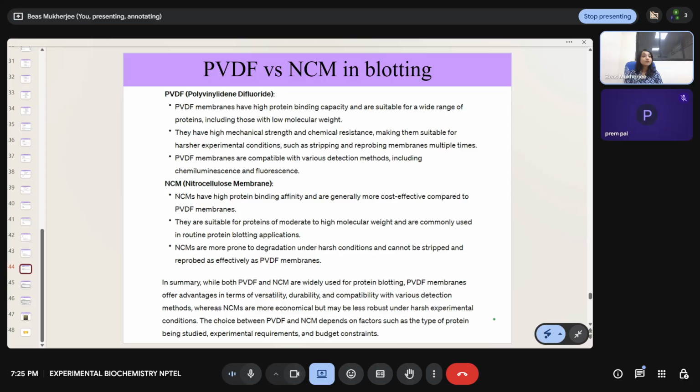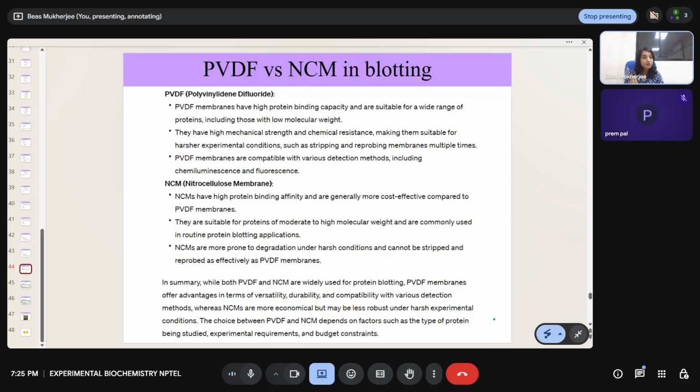Now see, what is PVDF? Polyvinylidene difluoride, so PVDF. The PVDF membranes have high protein binding capacity and are suitable for a wide range of proteins, including those with low molecular weight. They have high mechanical strength and chemical resistance, making them suitable for harsher experimental conditions such as stripping and reprobing membranes multiple times. PVDF membranes are compatible with various detection methods including chemiluminescence and fluorescence.